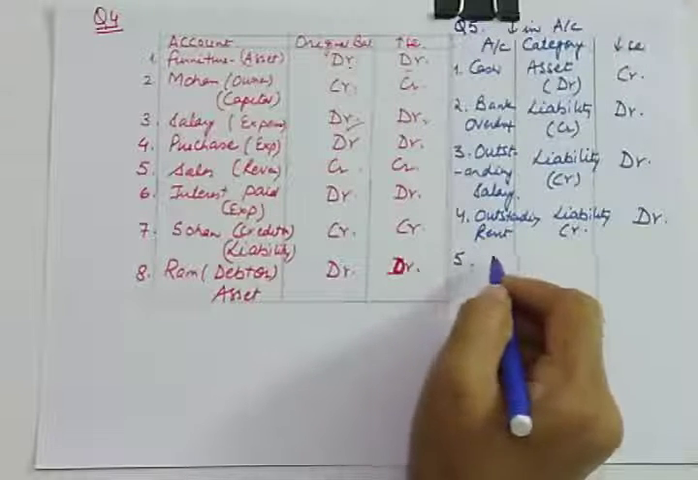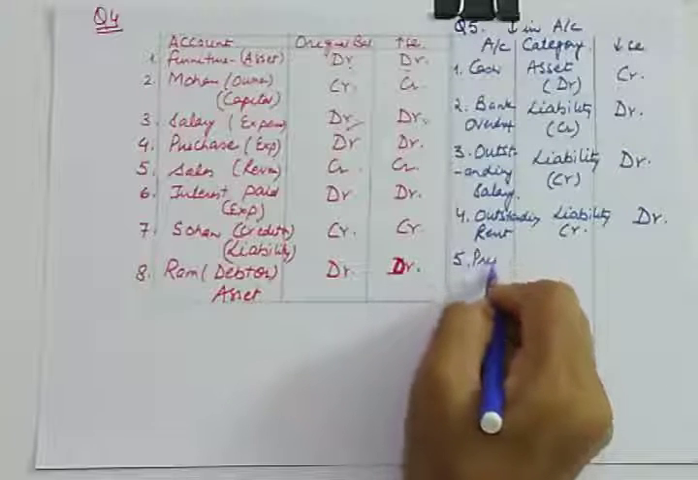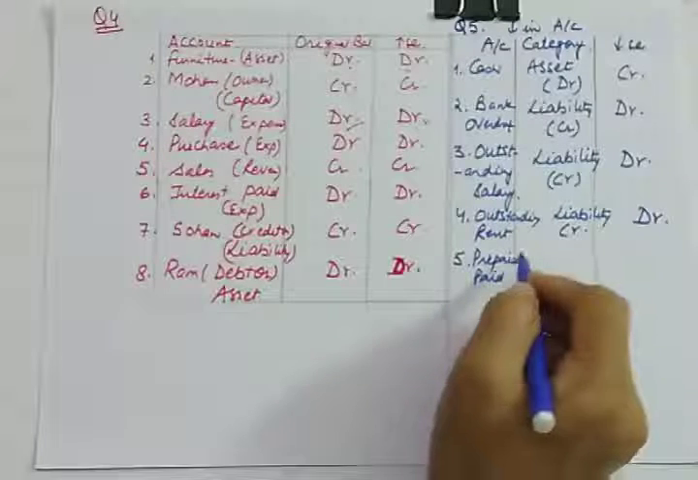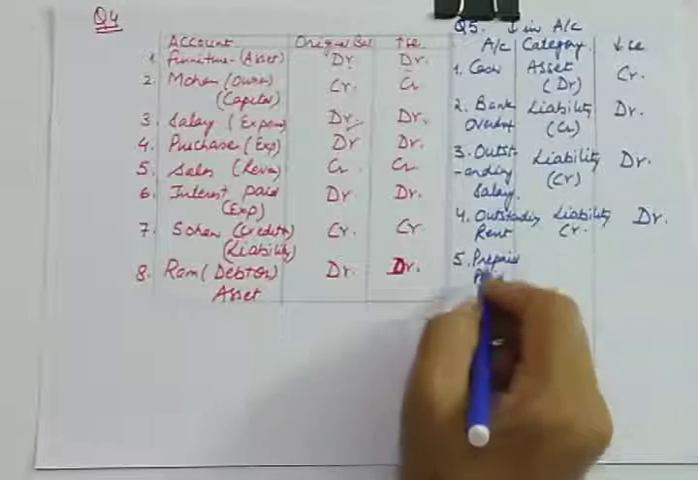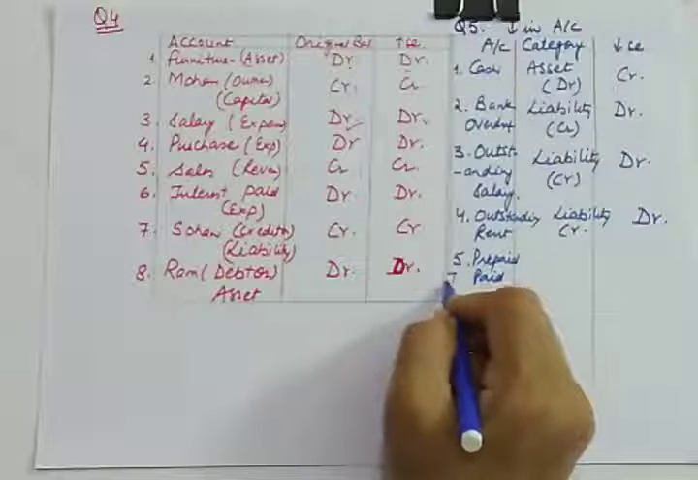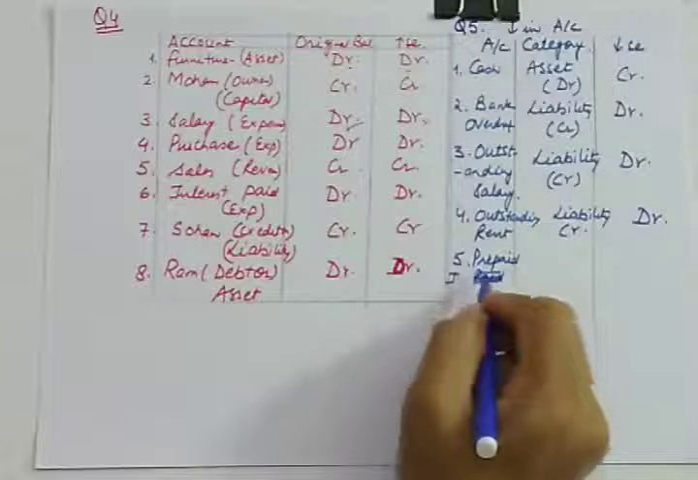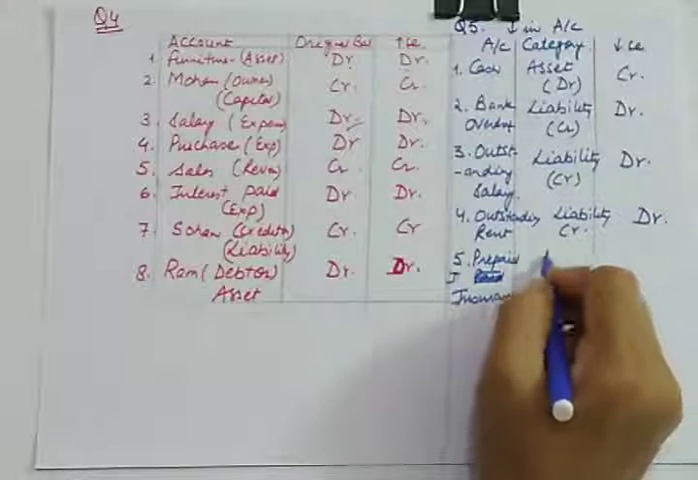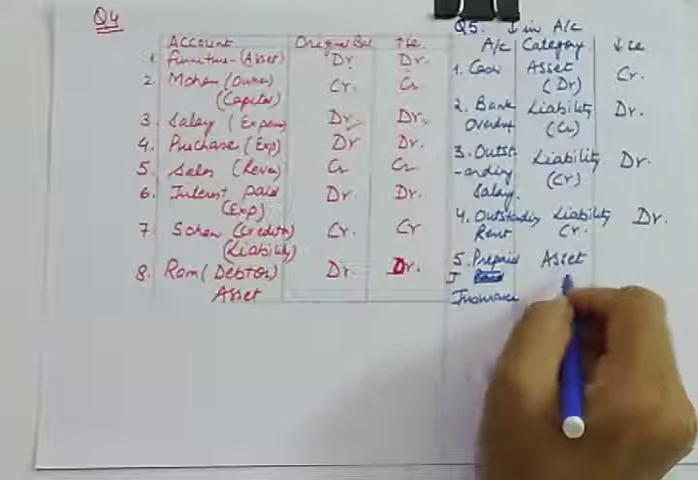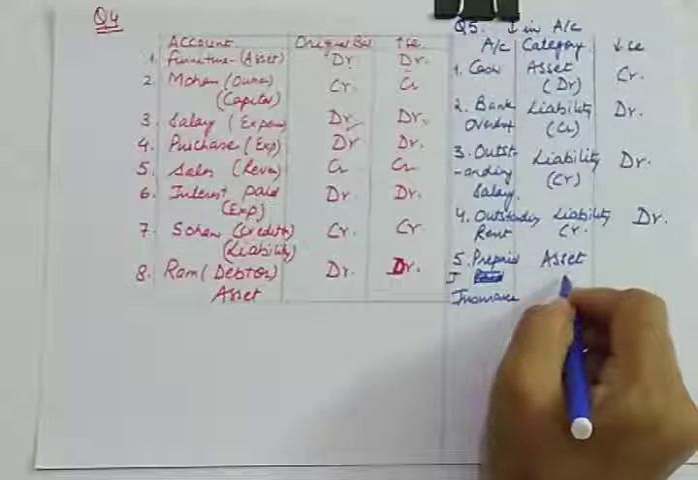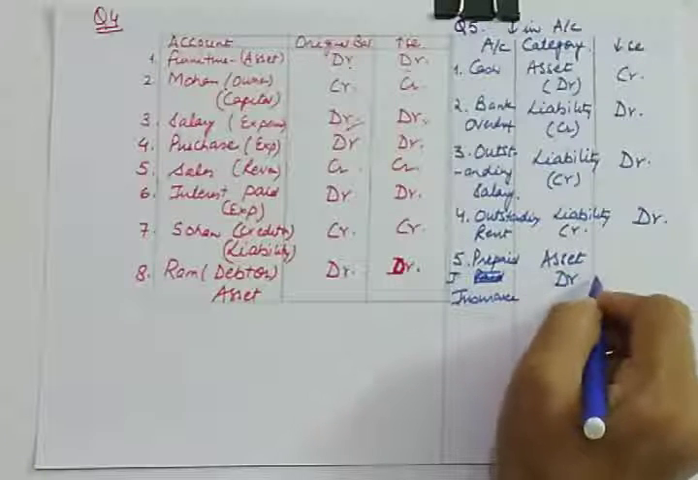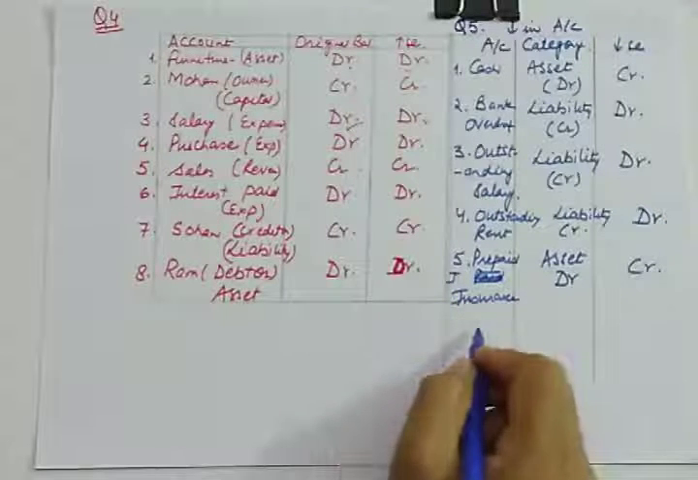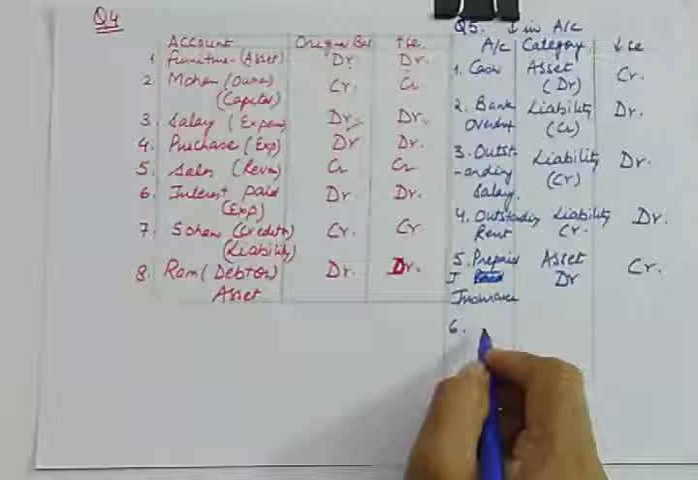Next is prepaid insurance. Prepaid insurance is your asset because you have paid the insurance in advance. So this is your asset. And what is the category? What is the original balance of asset? It is debit. And if you want to decrease it, it will be credited.